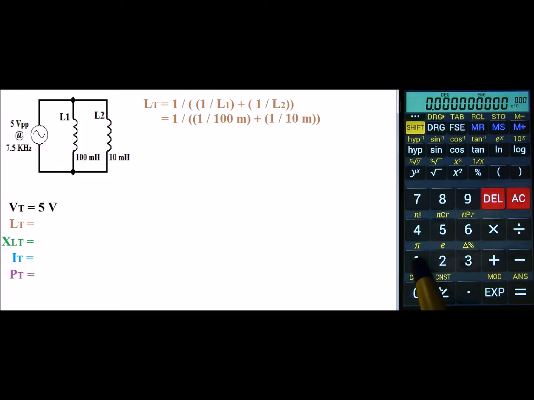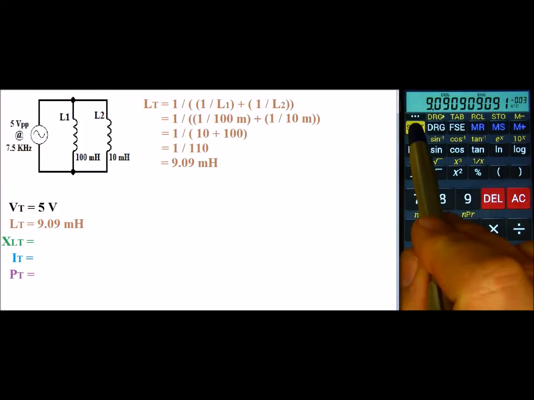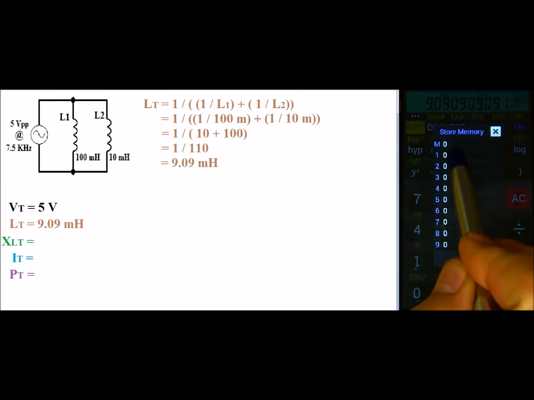So I'm going to put in the calculator 100 exponent negative 3, and then get the reciprocal, which is 10, plus 10 exponent negative 3, and I'll get its reciprocal, which is 100. Add them together, and I get 110. Now I want to take care of that last reciprocal. So I'll hit the reciprocal key again, and I get a value of 9.09 millihenries. Let's store this value in our calculator's memory.